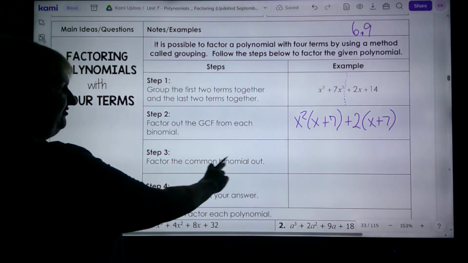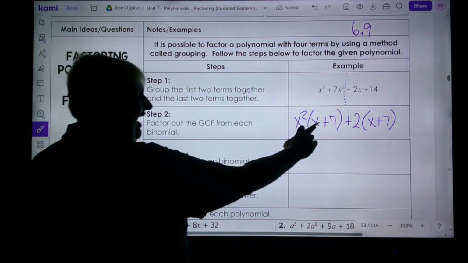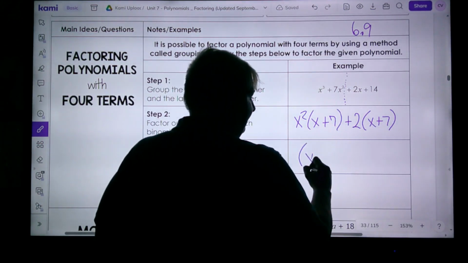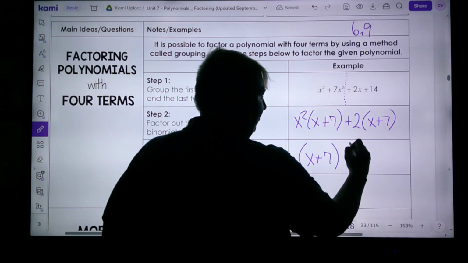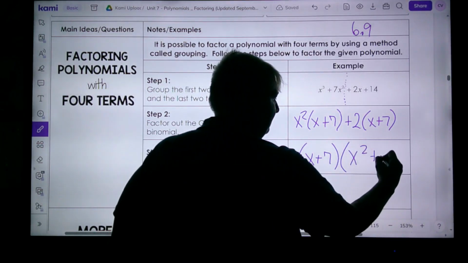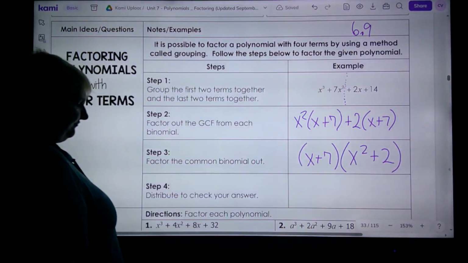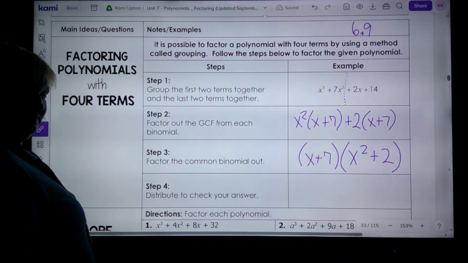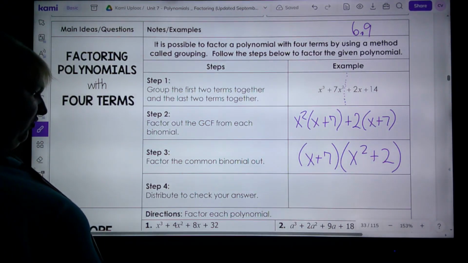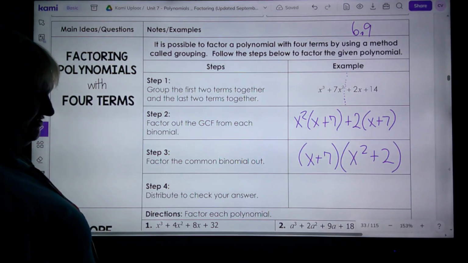Okay. Factor the common binomial out. You have a common binomial. So I'm going to factor that out, and what I'm left with is x squared plus 2. You can always distribute to double check your answer.